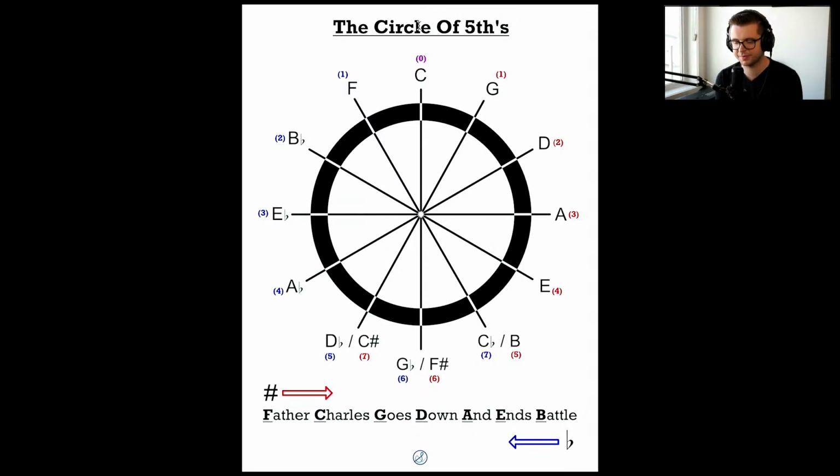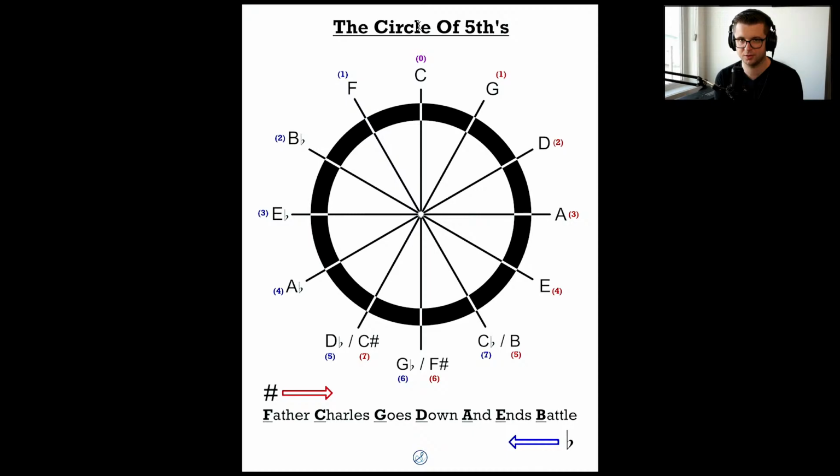The flats are a little different. We have to say the sentence backwards. So F is 1 flat, meaning that you have B flat. 2 flats for B flat is B and E, and you get the picture. All the way down to the end, you can go battle ends, and down goes Charles' father, adding 1 from before as you work through the circle of fifths.